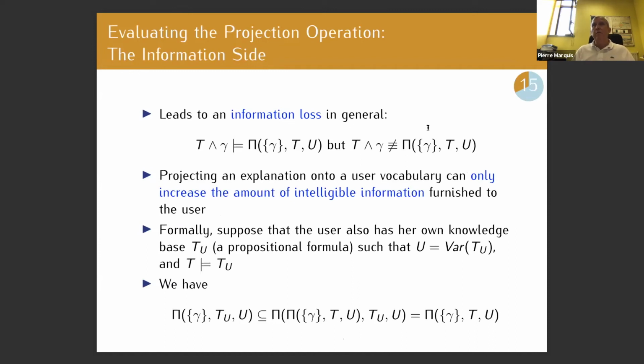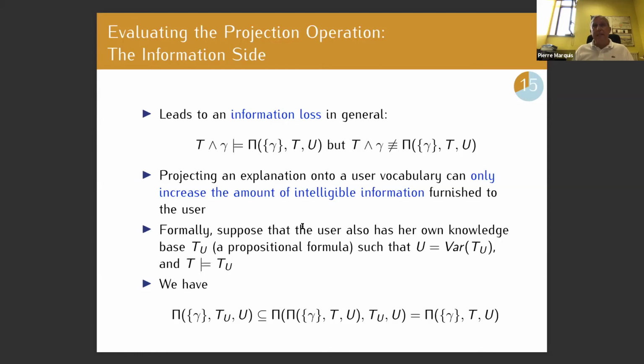For time reasons, what I would like to show now, to discuss a bit, is how to evaluate this operation. So we start with explanations and we go to intelligible consequences of those explanations. What is lost in this case? Of course, in the general case, we are going to lose some information. Marfan disease, for instance, because it does not belong to the user vocabulary, this piece of information will not be reported to the user. There is an information loss in the general case.